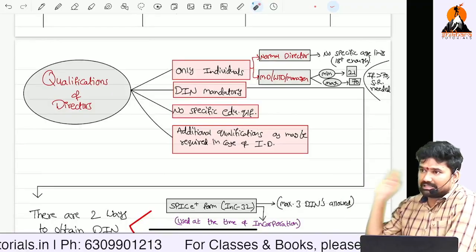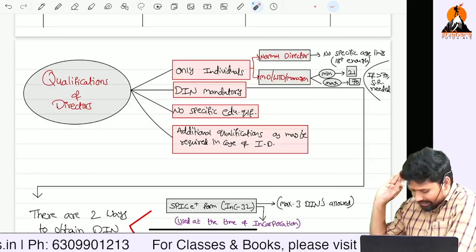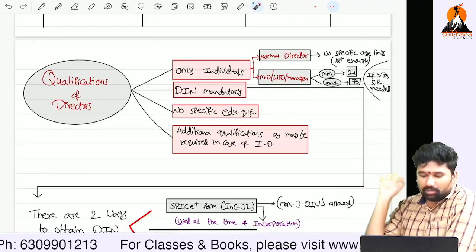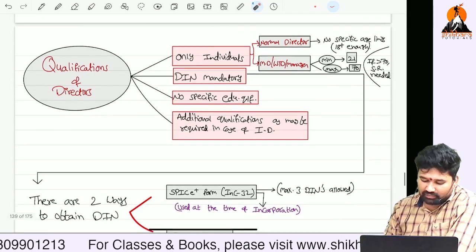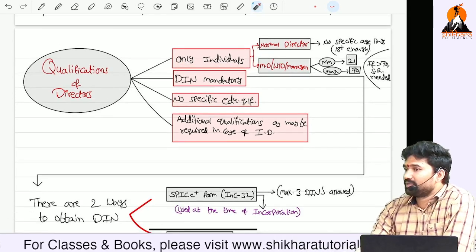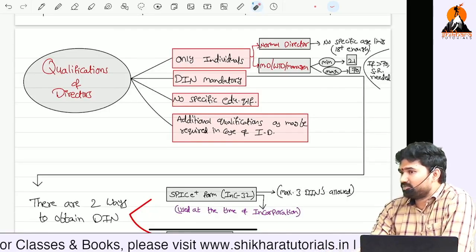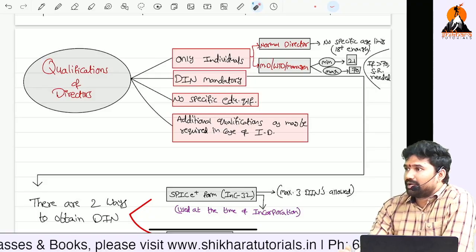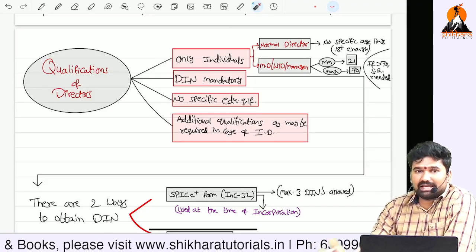Let's quickly understand about qualifications. I think 3 to 4 minutes are enough. We will conclude this session. So, qualifications of directors. First one, only individuals are allowed. I hope you all are aware of this point. A company should not act as a director in another company.